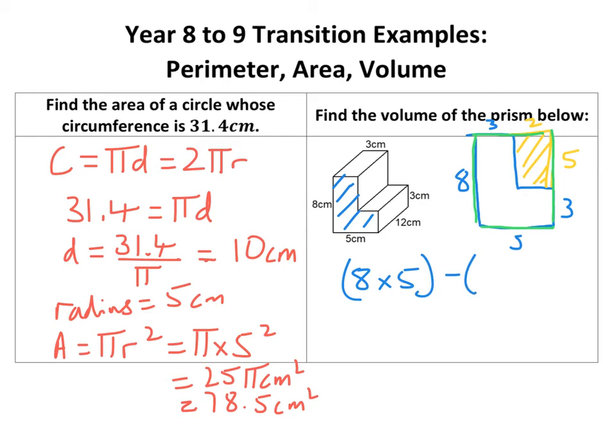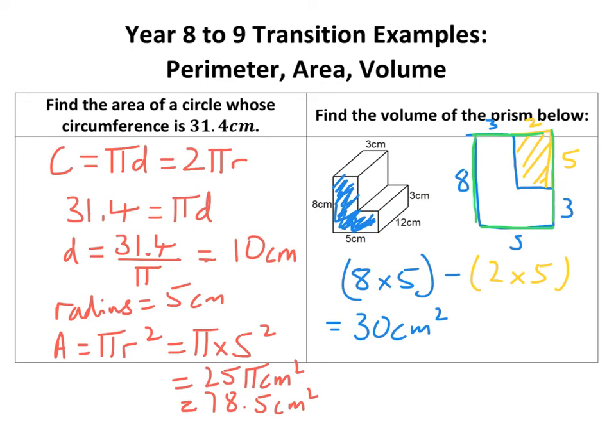minus 2 times 5. Which actually if I do that in the right colour, that might make it a bit clearer, mightn't it? Alright, so here we go, minus 2 times 5. So I've worked out the whole thing as if there wasn't a gap, and then take off the gap. And that gives me 40 minus 10, which is 30 centimetres squared for the cross section. So that's this bit here, which I've just coloured in.